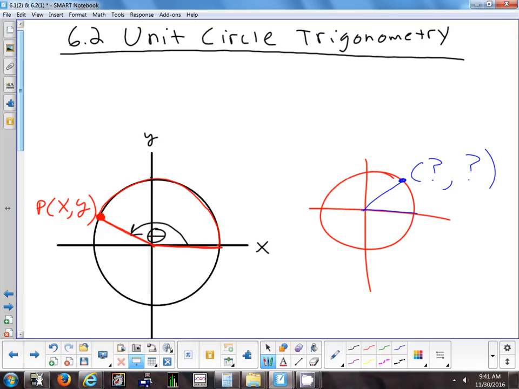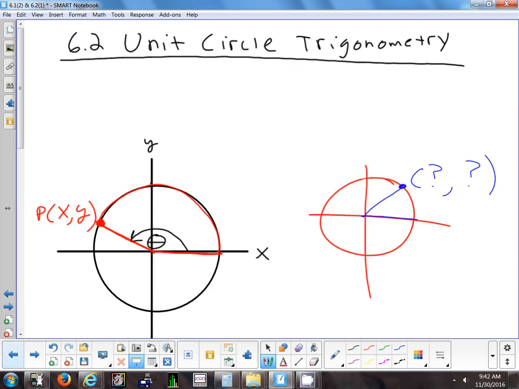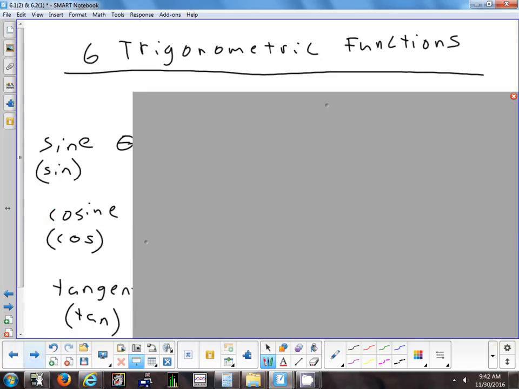Now, you can only do this for certain angles. The only angles we're going to do it with are ones that are multiples of 30 and 45. We don't do unit circle trig with angles like 16.4. We only do it with nice angles. As long as you know the x value and the y value for that coordinate, we can define our 6 trig functions using that coordinate. But you have to know the x and you have to know the y.